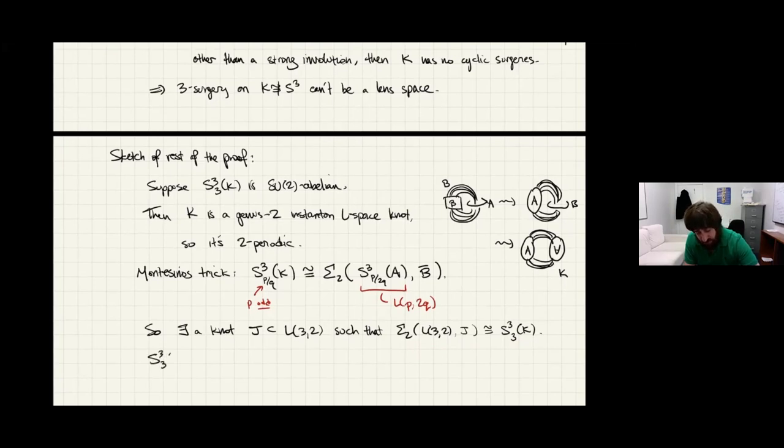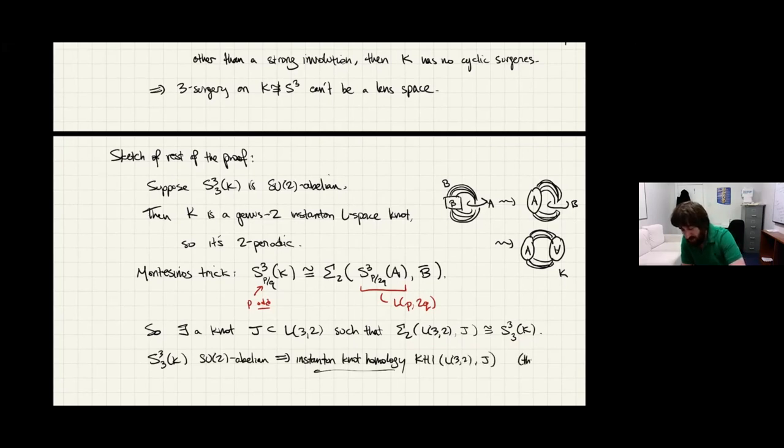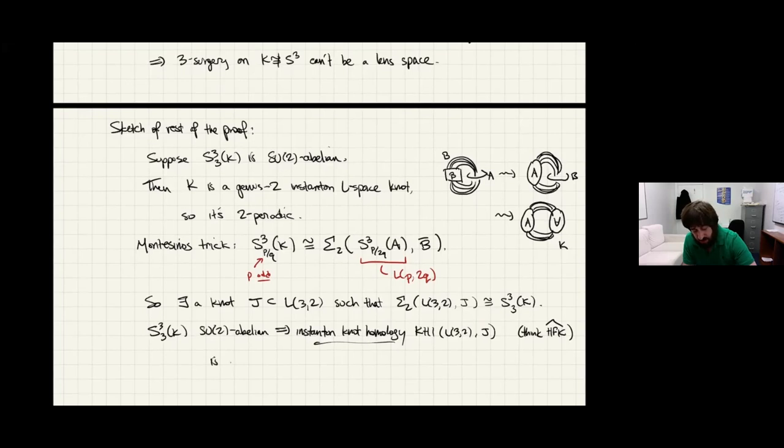And let me just say, since the 3 surgery is SU2 abelian, one can show that the instanton knot homology, which I won't define, of this knot, and when I write that, you should again think of, in Heegaard-Floer homology, the simplest version, HFK hat, is as simple as possible. In other words, the dimension is, in this case, 3.